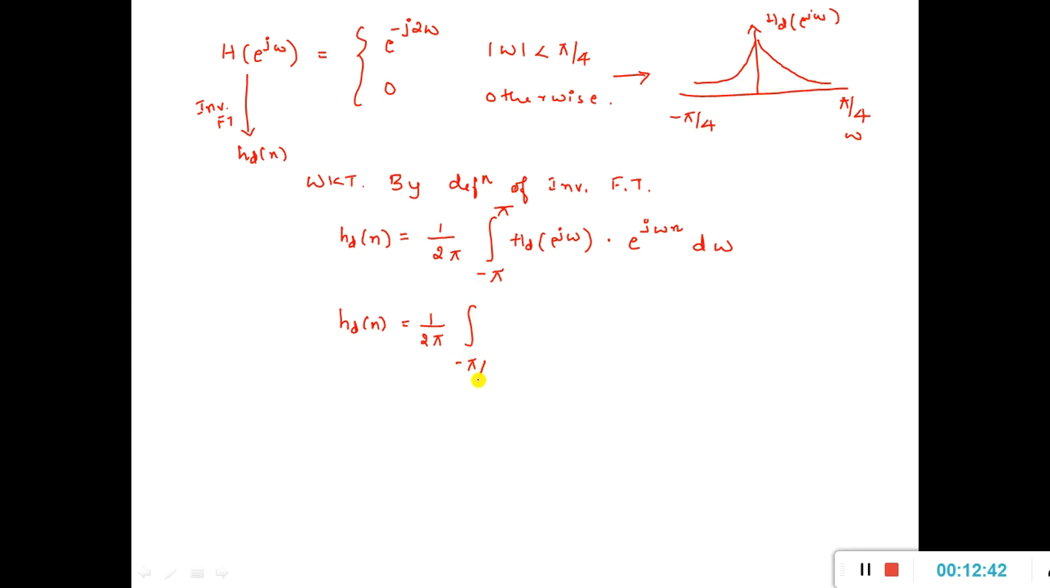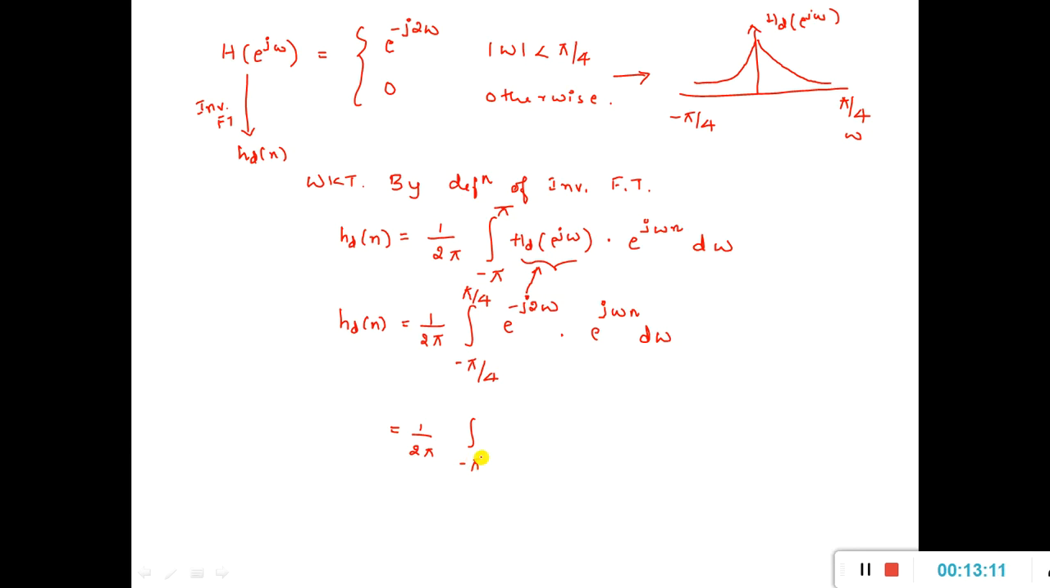This range will be from minus pi by 4 to pi by 4. What is the definition? It is e to the power of minus j 2 omega, so that is the definition that I am trying to put here. That is defined by my problem statement. e to the power of j omega n, according to the definition, I keep as it is.